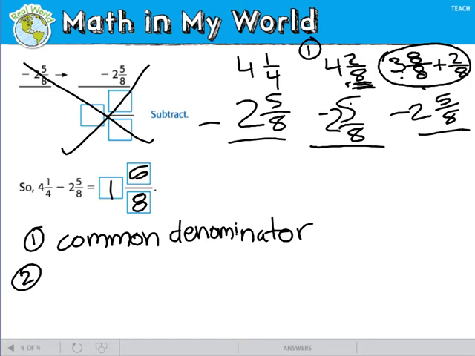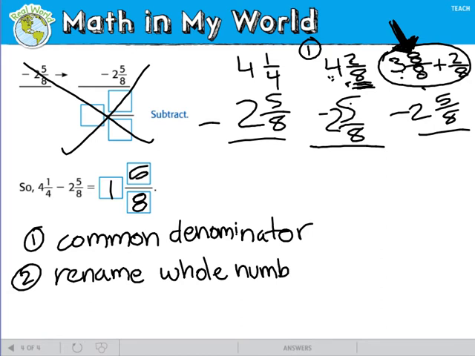If this is my first step, what am I doing in my next step? Adding? What is this? Making a whole number, I guess. Making a fraction, but what do we call it? Renaming. So you're going to rename the whole number. Okay? So we go from having a whole number to having a whole number and a fraction. That's step 2. Okay?